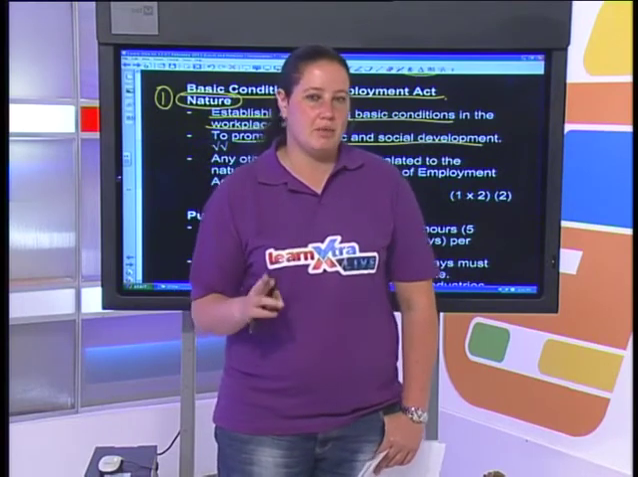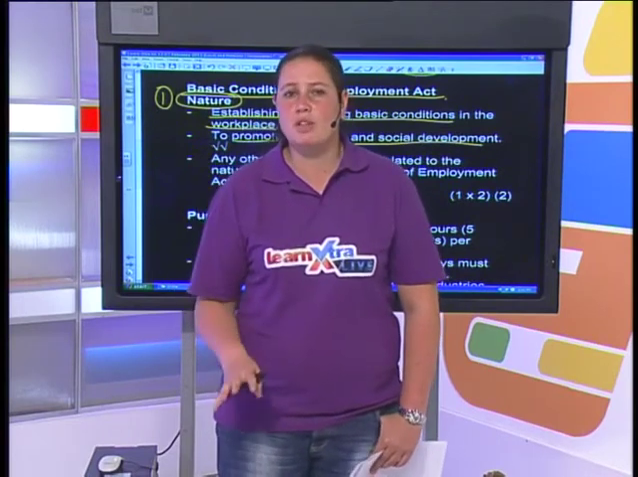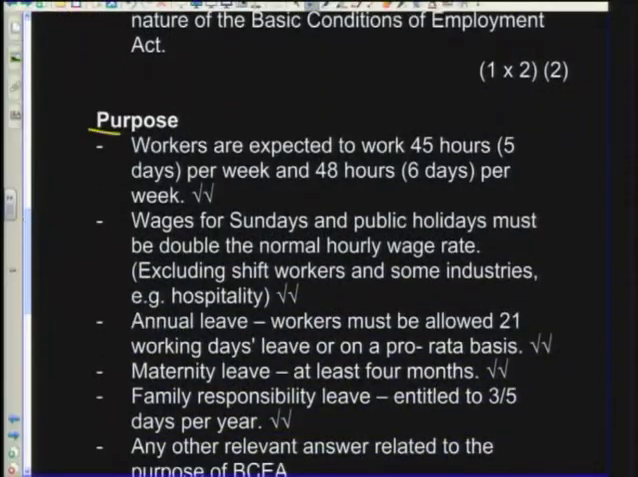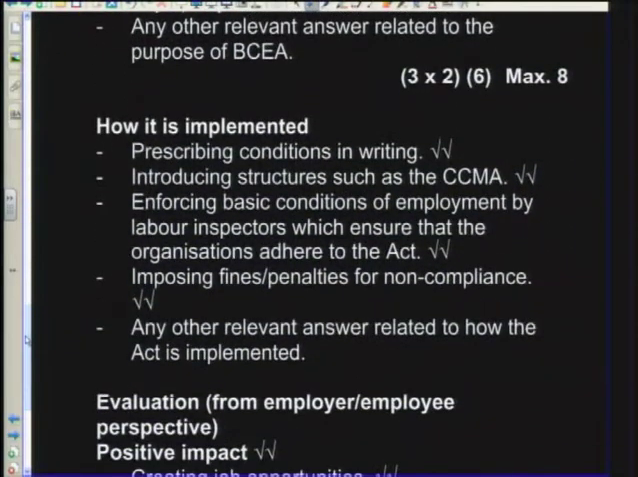So actually, I'm just going to go through this essay really. I'm not going to go into the details of it. I just want to show you the main points and quickly give you a trick that you can use to figure out how much to write. So they've got the nature of basic conditions. They have the purpose, which we underlined, and how it is implemented.